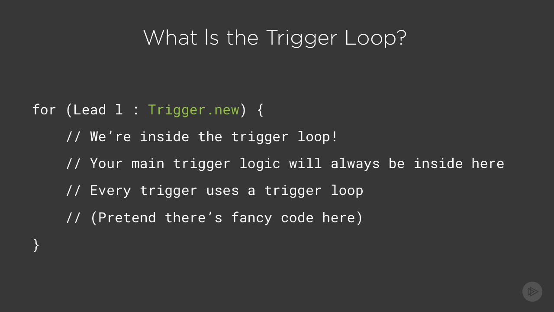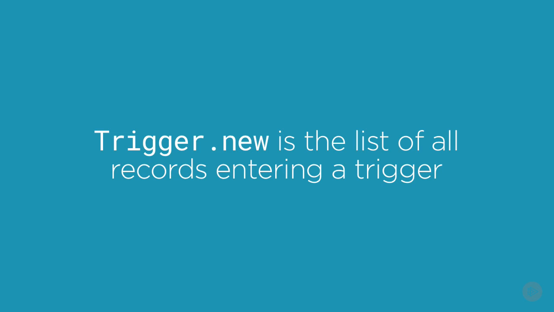What is trigger.new? I'm glad you asked. Trigger.new is the list of all records entering a trigger. Whether your trigger is on leads, accounts, contacts, custom objects, or whatever, trigger.new will always be the list of records entering your trigger. This is so important for you to know that it gets its own slide.